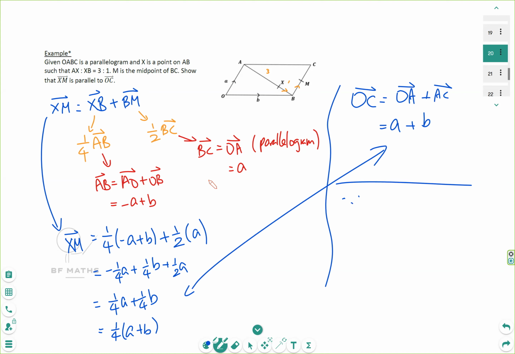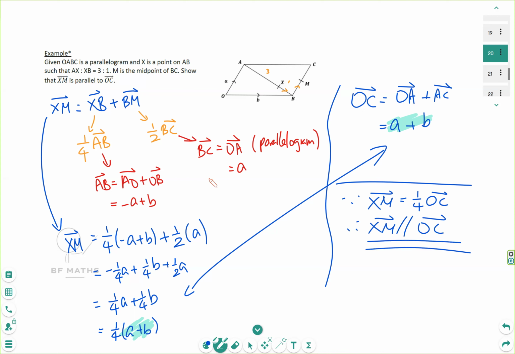Because XM equals a quarter of OC, because they both equal A plus B, and A plus B is OC. Therefore, XM is parallel to OC. You just have to show that they have the same vector. Now, a quarter A plus a quarter B is not good enough. You do have to factorize the quarter out. Factorize the constant out.